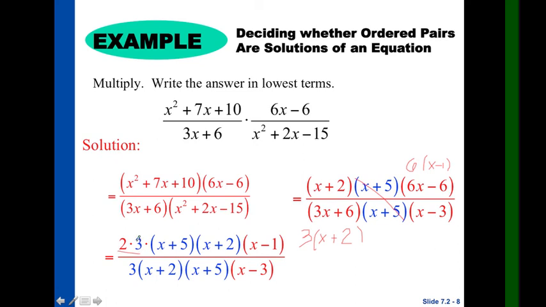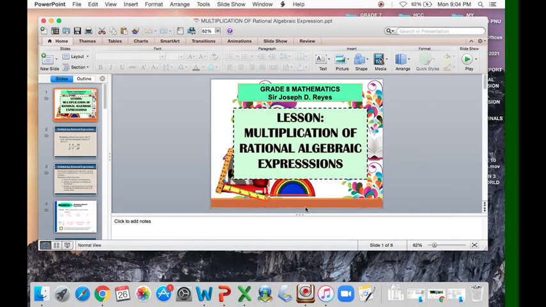We can still cancel. Cancel the 3, cancel x plus 5, then x plus 2. In short, what's left is 2 times x minus 1 over x minus 3. So this is our answer. Or, if you like, you can still evaluate it: 2 times x is 2x minus 2. That's all about multiplication of rational algebraic expressions. With that, thank you very much for listening.